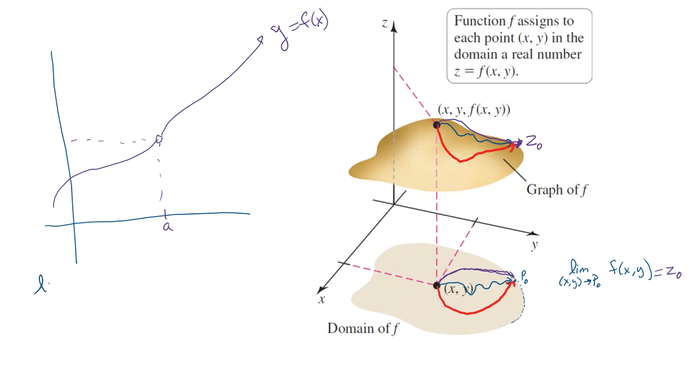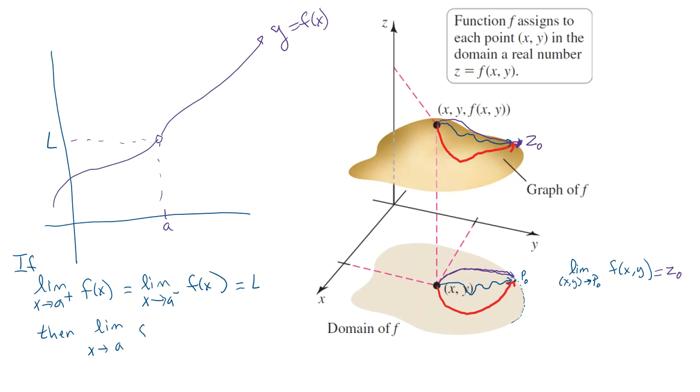But we said, hey, if the limit as x approaches a from the right of f of x equals the limit as x approaches a from the left of f of x, and let's say this y value is L here, and both those limits equal L, then the limit as x approaches a of f of x equals L, even if a is not an element of the domain.